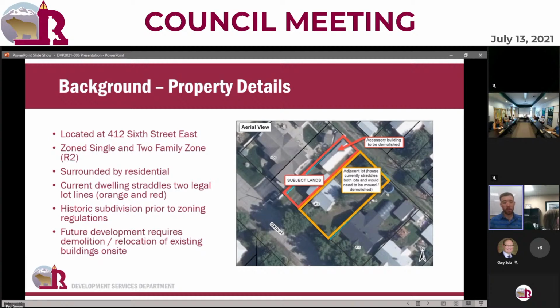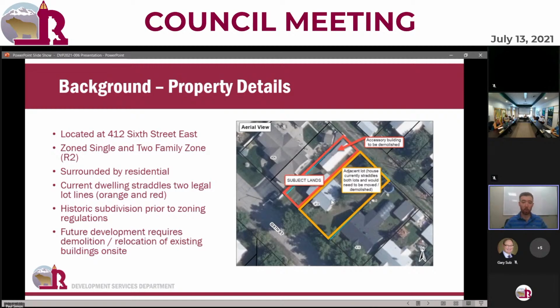So the subject property is located at 412 6th Street East. It is zoned R2, which is single and two family residential zone. It is surrounded by residential properties. You can see the current dwelling actually straddles two legal lot lines. So the orange delineates one existing legal lot and the red delineates another. You can see the current dwelling at 412 6th Street East does straddle these lot lines.